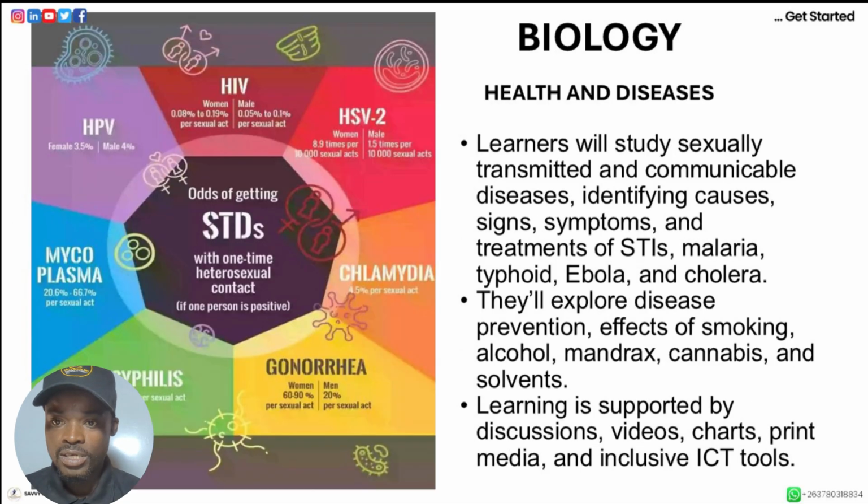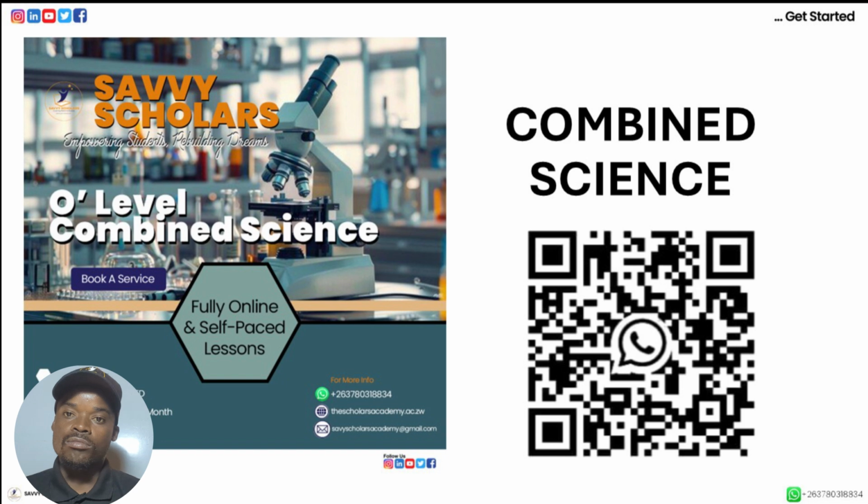And then the last topic will be health and diseases. We will be focusing on sexually transmitted diseases and communicable diseases, identifying causes, signs, symptoms and the treatments of STIs. And then we're looking at malaria, typhoid, Ebola and cholera. Here we'll explore disease prevention and the effects of smoking, alcohol, mandrax, cannabis and solvents. You'll be able to have an overview of their effects and understand how these diseases are transmitted and their dangers.